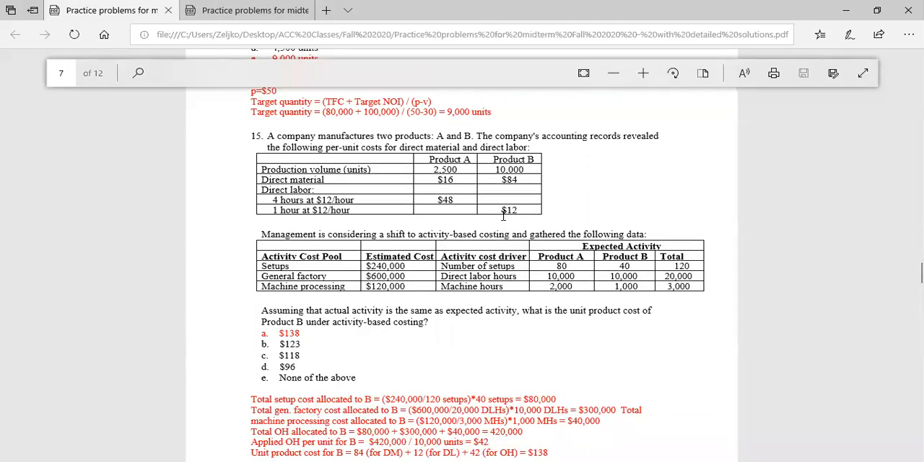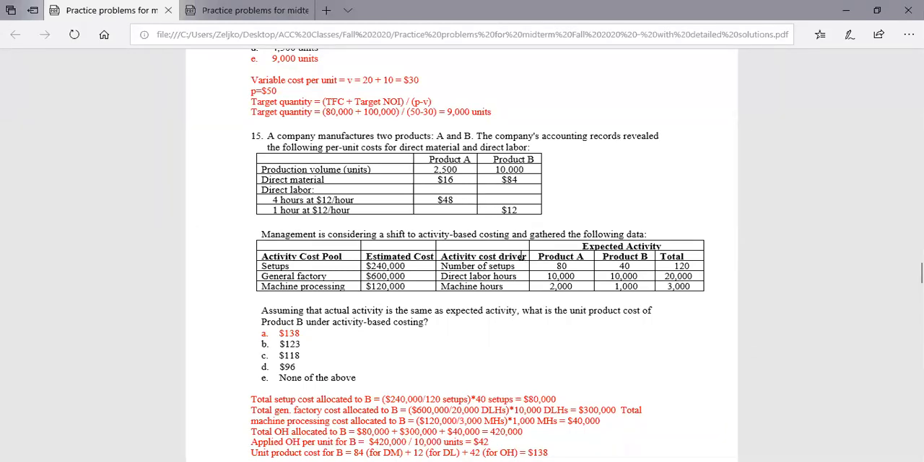Question 15. A company manufactures two products, A and B. What is the unit product cost under activity-based costing? This is the same question as we had earlier, so we don't need to go through the whole calculation. I'm just going to point out two things, to see how it can be presented differently. Just a different format, but same question.